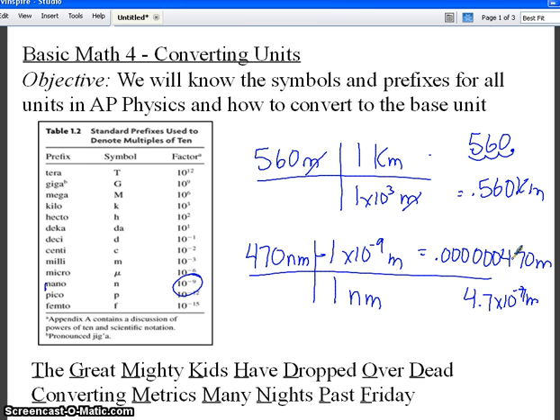So I just showed you how to use this chart. It is now your job to practice converting units so that you can convert between units, because you're going to be doing this a lot in this class.